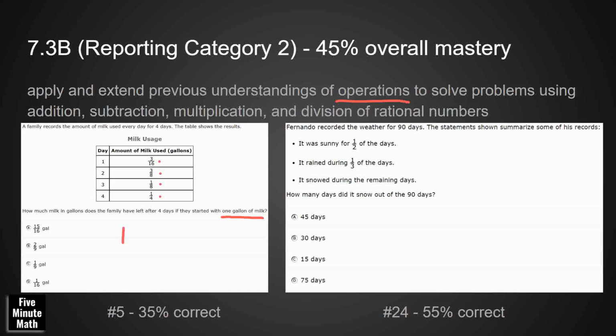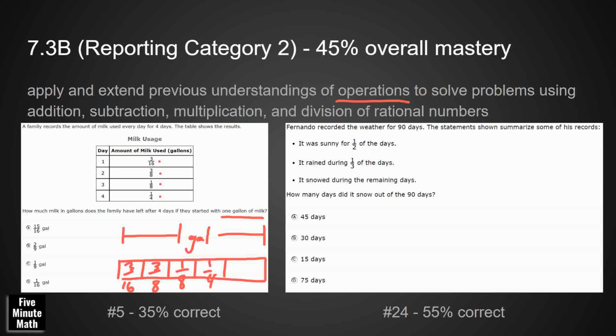Okay, I'm going to draw a strip diagram, and I've got 1 gallon of milk. That is my total, or my whole. Now you can see here, I've got chunks or sections, okay? So I've got 3/16. I'm just going to have to extend it down there. I have 3/8. I've got 1/8. I've got 1/4. This is what I'm looking for. That missing piece. How much did they have left?